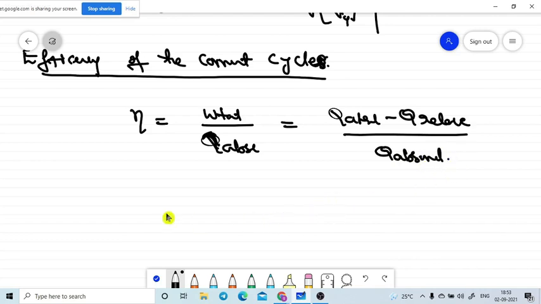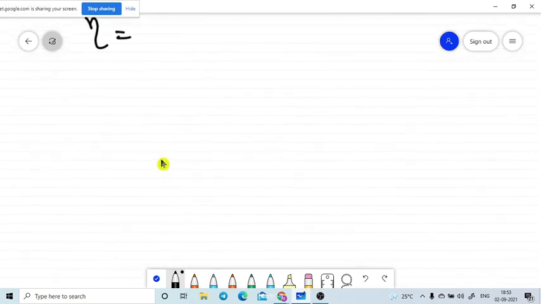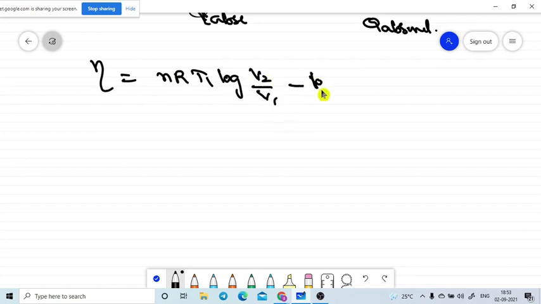So will you please look on this one. Eta is equal to Q total by Q absorption. We have the formula, just now we found: nRT1 into log of V2 by V1 minus nRT2 into log of V3 by V1. Anybody who is running the notes, please repeat this. I will write here: nRT1 into log of V2 by V1 minus nRT2 into log of V3 by V4, I hope.